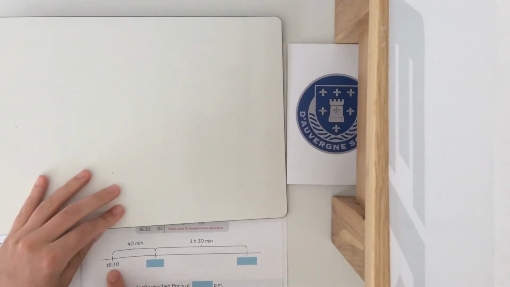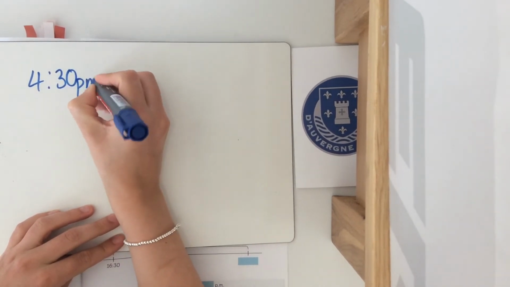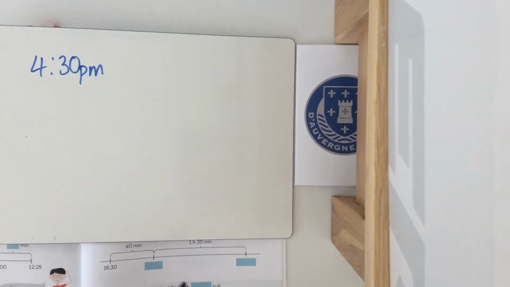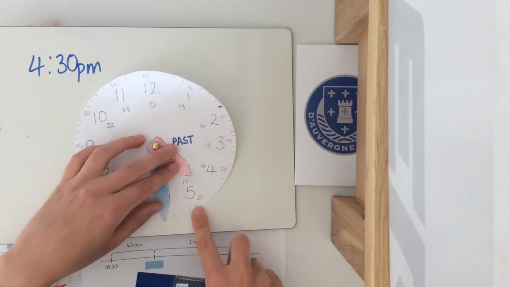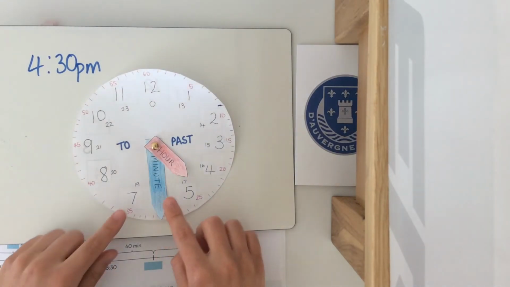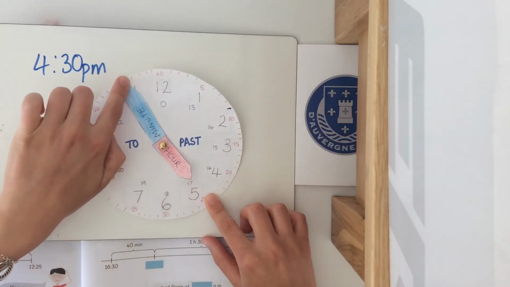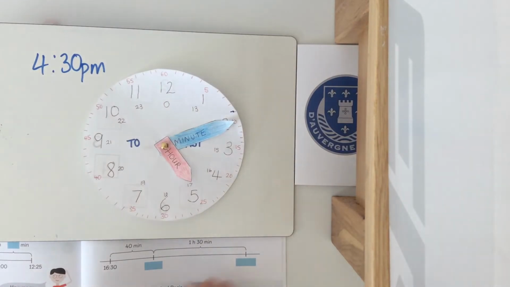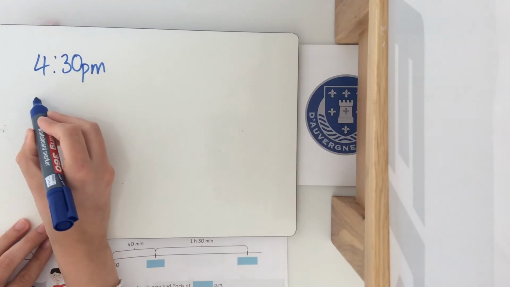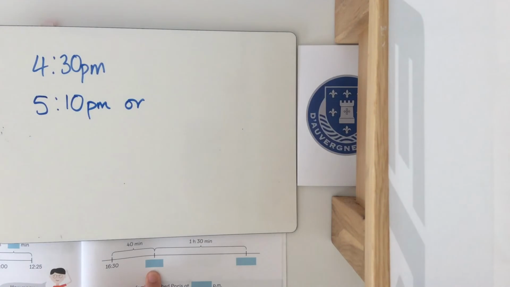So 16:30 in the 12-hour time is 4:30 p.m. We then need to add 40 minutes. So let's make 4:30. Then we're adding 40 minutes. So I'm using my minute hand. 5, 10, 15, 20, 25, 30. I'm on 5 o'clock. 35, 40. So we've got 10 past 5 there. So that's 5:10 p.m. Or in 24-hour time, what would that be?